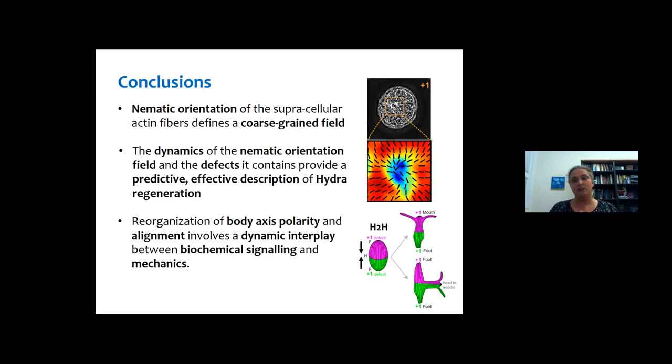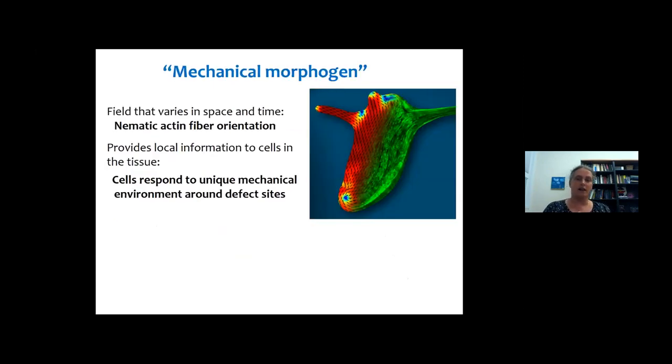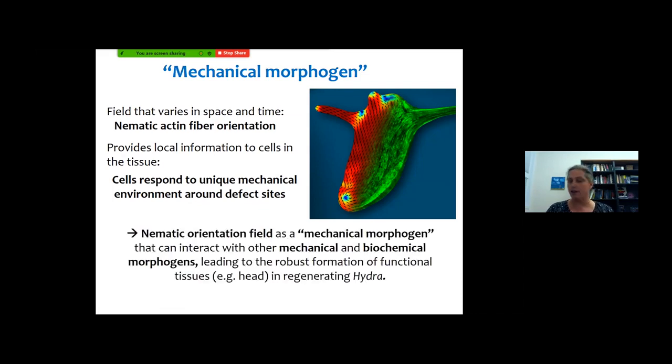And finally, I'd like to put forward this idea of thinking of the nematic actin orientation field as a mechanical morphogen, a mechanical analog of the chemical morphogens we're all familiar with. So we have here a field. This field varies in space and time, and it provides local cues to the cells in the system. So the cells will respond to the unique environment around defect sites. So the notion I want to put forward is that this mechanical morphogen interacting with other mechanical factors and biochemical morphogens in the system together lead to the robust formation of functional tissues in the regenerating Hydra.